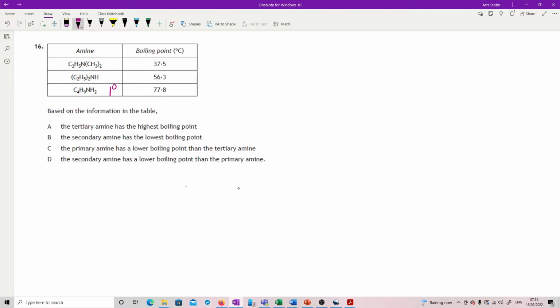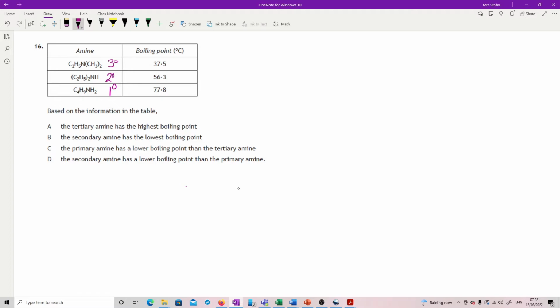Okay, that's a primary because the nitrogen is only attached to one carbon. Okay, our next one up is a secondary, because its nitrogen is attached to two carbons, and the top one is a tertiary because the nitrogen has three carbons attached to it. Okay, so that's really what we need to have for when we're looking at the rest of it.